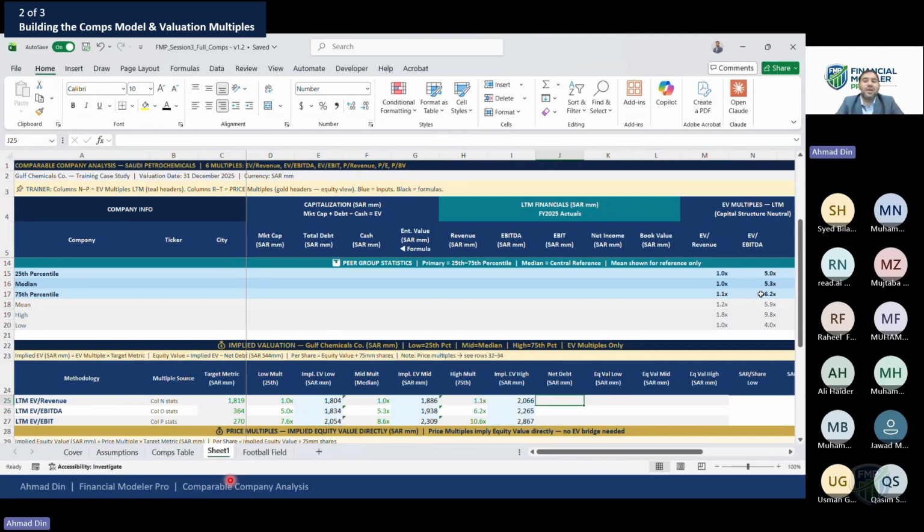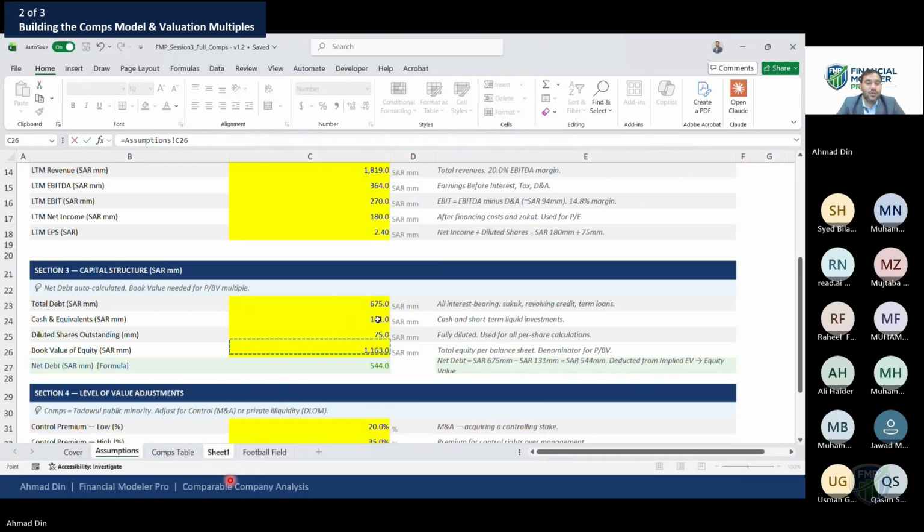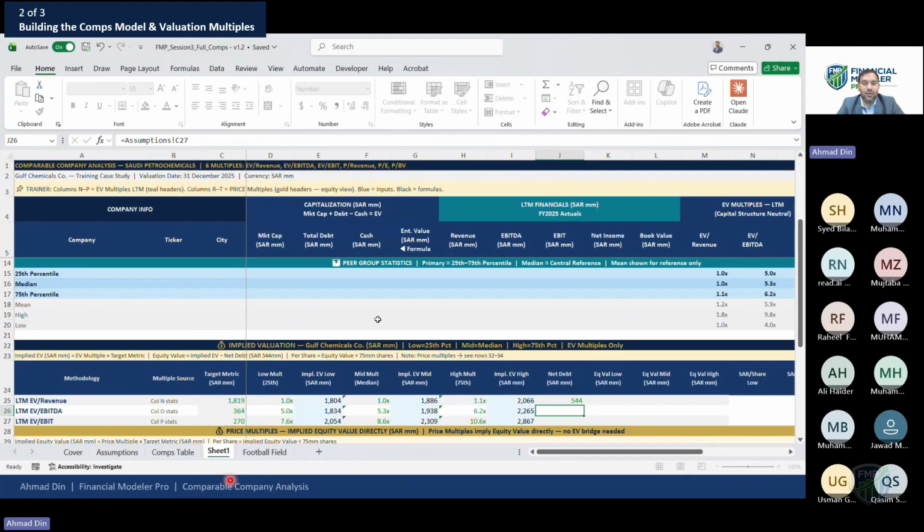Now on the net debt, net debt is our hard coded number from the target company financials. So we will just go back to assumptions. So this is our net debt. We already calculated debt minus cash, so it will be the same for all the multiples.